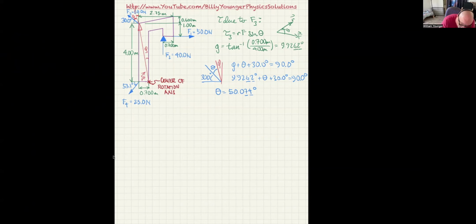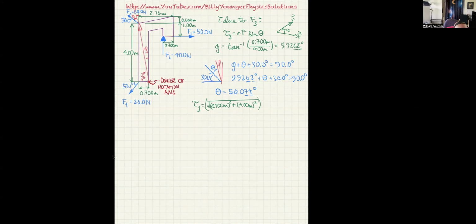So finally, we can say the torque due to number 3 is equal to R, which obviously we need to know the actual dimension of, which I have not worked out yet, but the Pythagorean theorem is going to help us on that one. It's going to be the square root of 0.700 meters squared plus the square of 4.00 meters squared. And of course, we are taking the square root of that. That's the R.